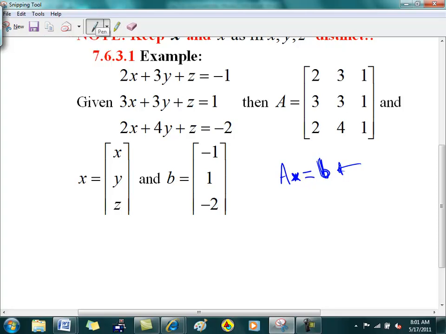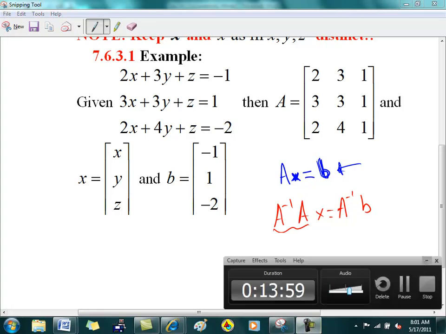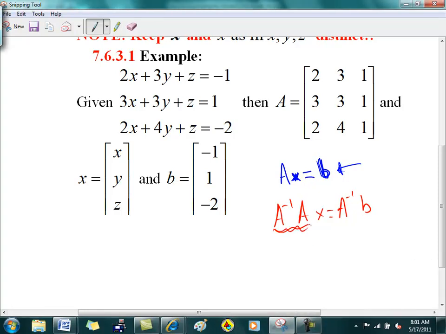All right, now notice what I'm going to do. This is why the inverse comes into play. If I multiply both sides of the equation by the inverse of A, can I do that? Rules of equations: whatever I do to one side, if I do it to the other side, they still remain equal. What does this become? An identity matrix.